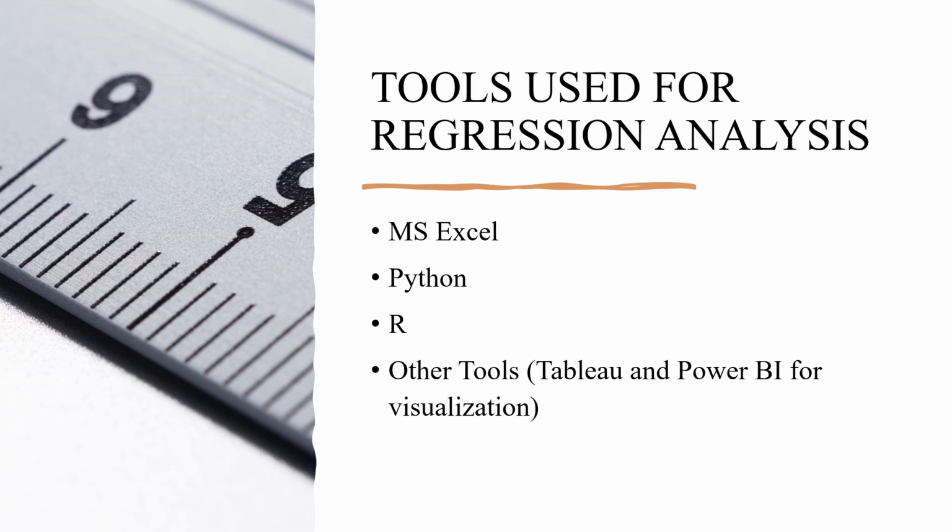Second one is Python. Python is a versatile programming language with extensive libraries and frameworks for advanced regression analysis. Example, a data scientist building a machine learning model in order to predict housing prices based on multiple variables. Third one is R. R is a statistical programming language specifically designed for data analysis, making it a go-to tool for regression. Example, a researcher analyzing the relationship between socio-economic factors and educational outcomes using multiple regression.